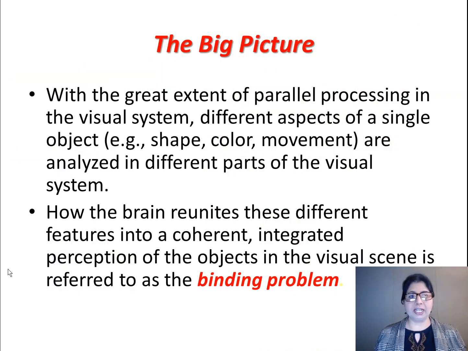So the big picture is that there's a lot of parallel processing, a lot of information being processed through different channels within the brain. At some point, all of these have to be recombined to give us a coherent percept, and this is called the binding problem. One of the biggest questions in the field is how all of this information is recombined, bound together to give us form perception and perception of objects.